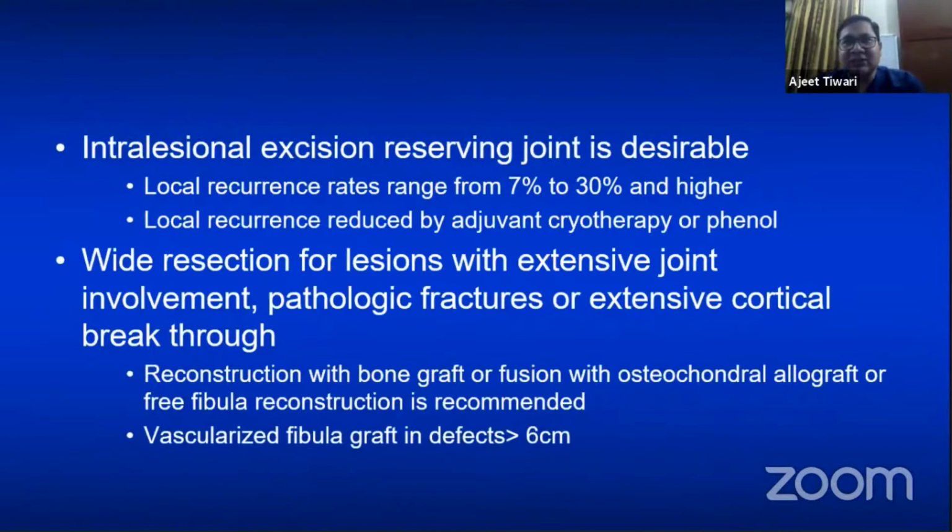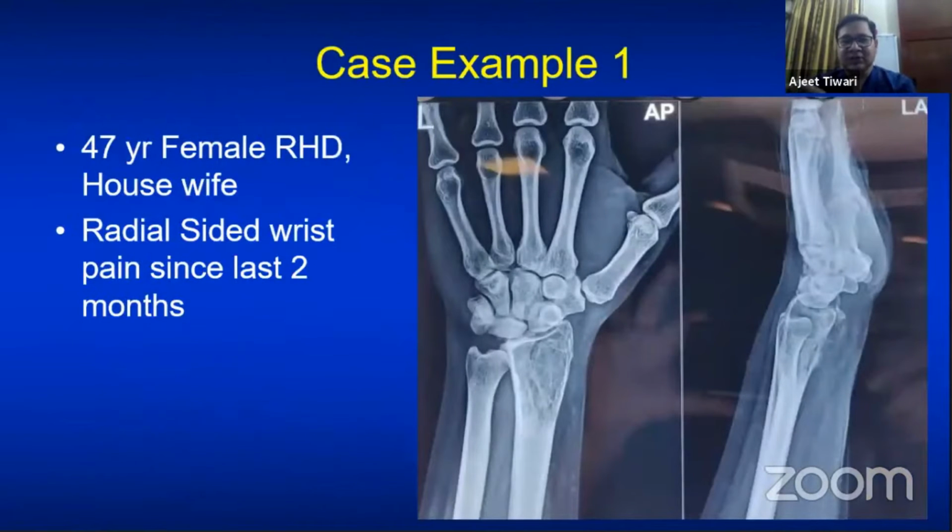When the tumor is grade 1 or grade 2, when the cortex has not been reached or there is no soft tissue involvement, you can go for intralesional excision as well as adjuvant cryotherapy or phenol. And if it is grade 3 or grade 4, where there is soft tissue involvement or a cortical breach, then wide resection of the lesion, with extensive joint involvement, pathological fracture or extensive cortical involvement. So these kinds of patients require reconstruction with bone graft or fusion with osteochondral graft, and sometimes a vascularized fibula graft if the defect is more than 6 centimeters.